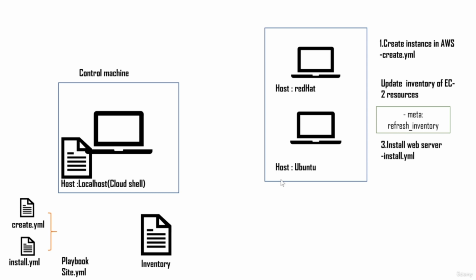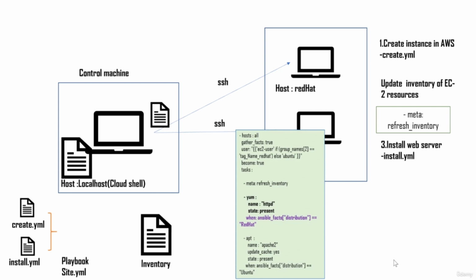And after we've done that, the next thing that we'll do is install the web server using the install.yaml. This install.yaml will create SSH connections to both the hosts. Once your SSH connection is formed, it will run this particular script on both Red Hat and Ubuntu. Now the problem here is that Red Hat has a user called ec2-user and Ubuntu has a user called ubuntu. So what we need to do is, based on the value of the inventory file, which has a tag indicating whether it's a Red Hat or an Ubuntu instance, define the user to be either ec2-user or ubuntu.